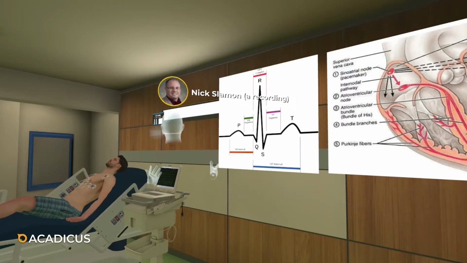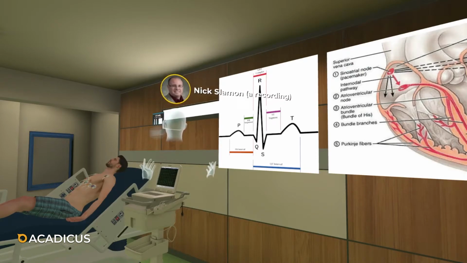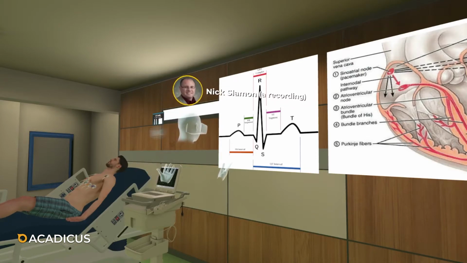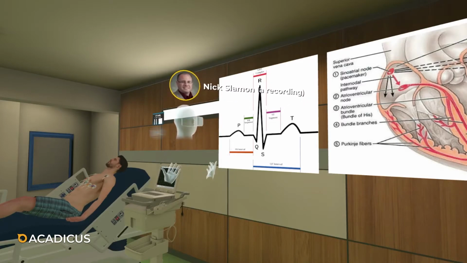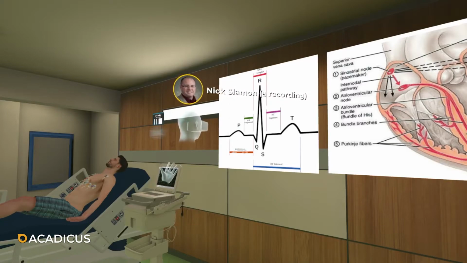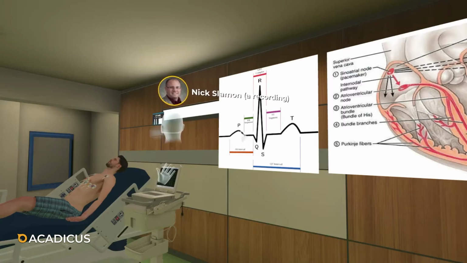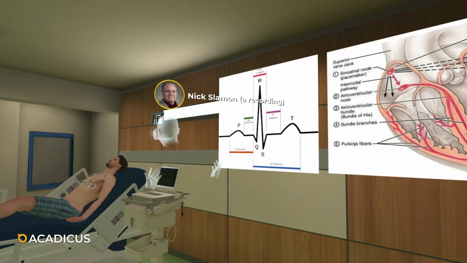But in general, we want an upward deflection of the P wave, that first bump, and that's going to represent atrial depolarization, the atria having its electrical charge in its contraction. Then we have this QRS complex, which has a Q wave downward initially, then a sharp R peak, comes down into an S wave and comes back to the baseline. And the QRS complex represents the contraction of the ventricles.